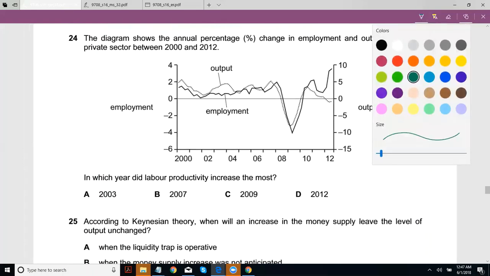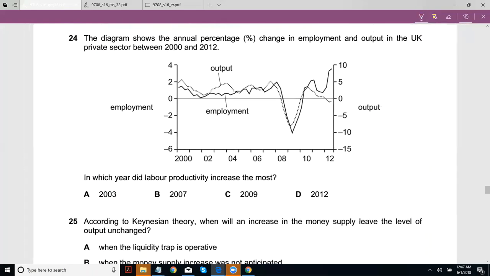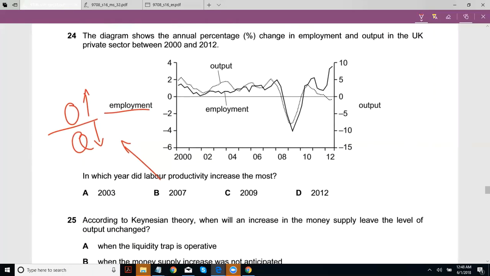24. The diagram shows the annual percentage change in employment and output in the UK private sector between 2000 and 2012. Which year did productivity increase the most? So productivity can be measured by output. Let's denote output by O upon employment, the quantity of labor. So you want high output and low quantity of labor. Now you have to look where this increased the most. Let's just go through the options, that will make life simpler.